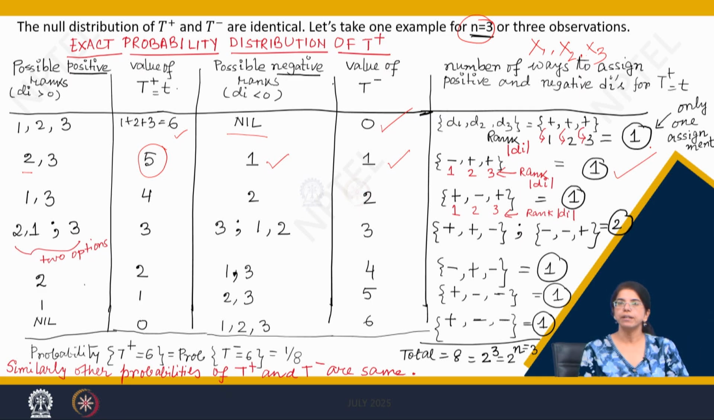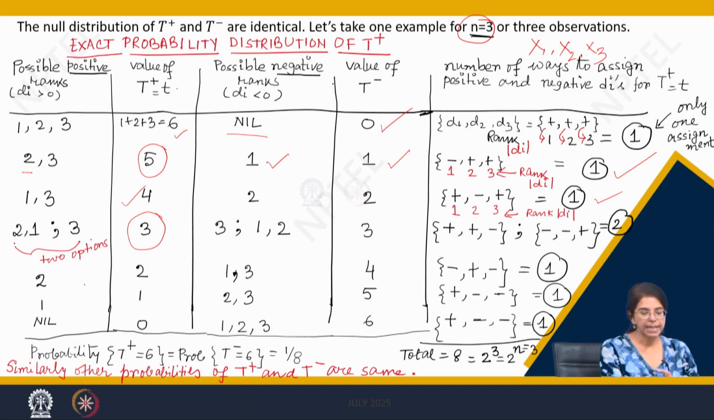So only one option will pop up, right? Similarly, for 4 you will have one assignment, plus minus plus, but for t plus is equal to 3 there are two possibilities. The second observation is positive, the first observation, look at this assignment, it will be clearer: plus plus minus. That means the first observation is a positive observation, the second observation is also a positive observation, but the third observation, that is the maximum largest observation, is a negative observation.